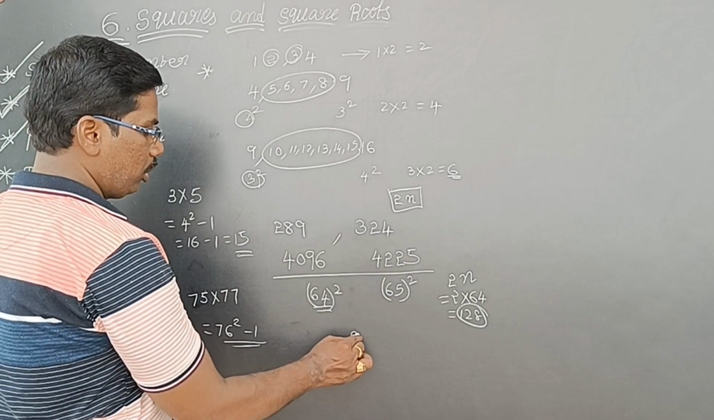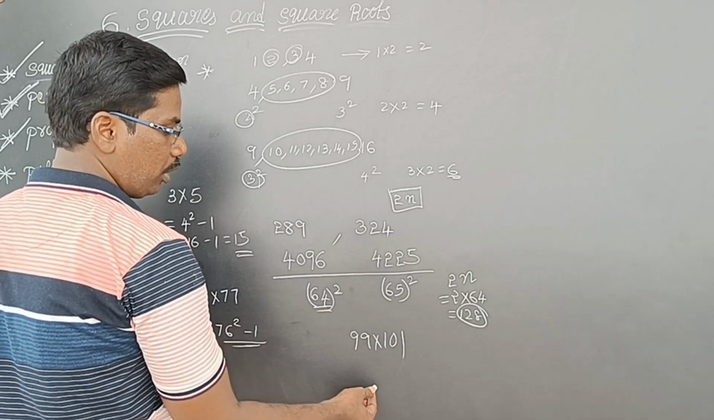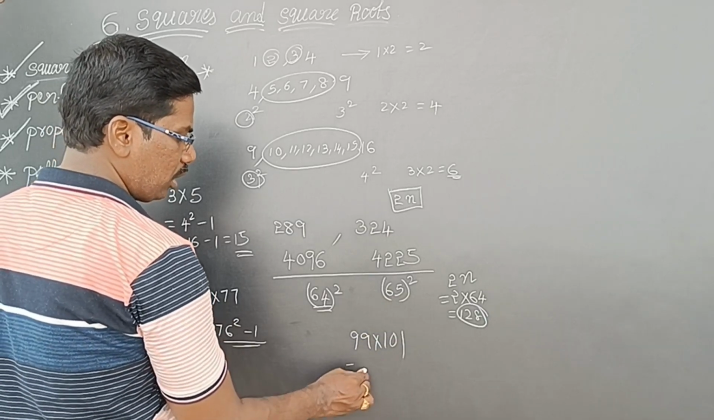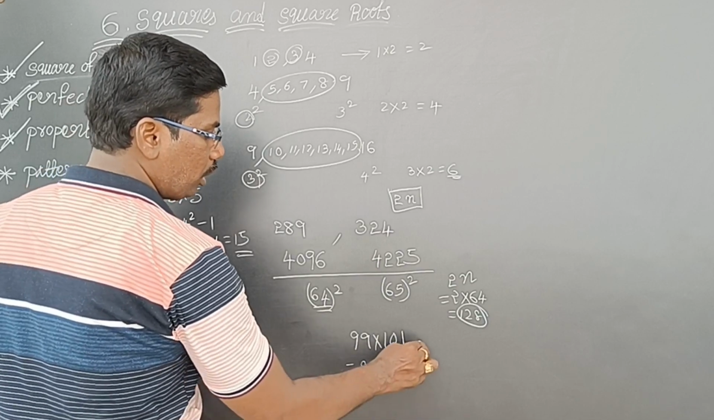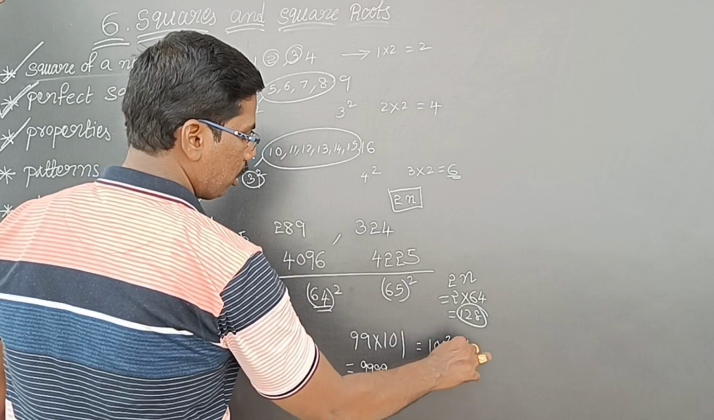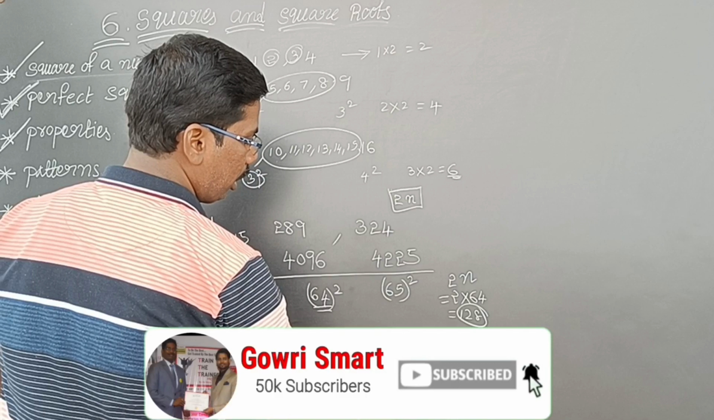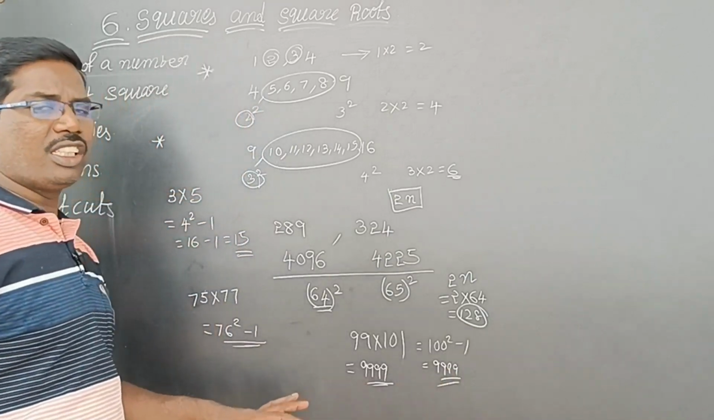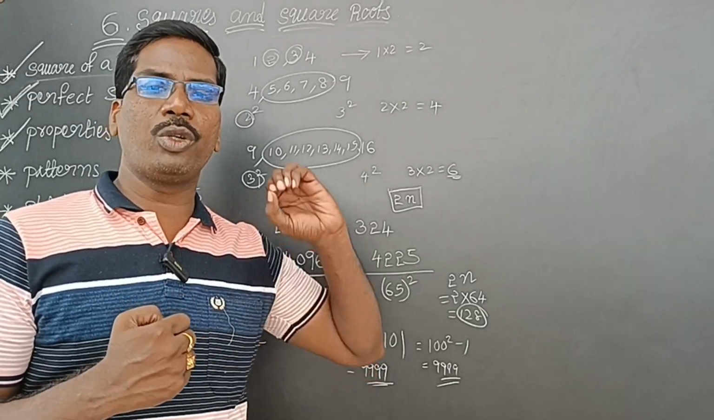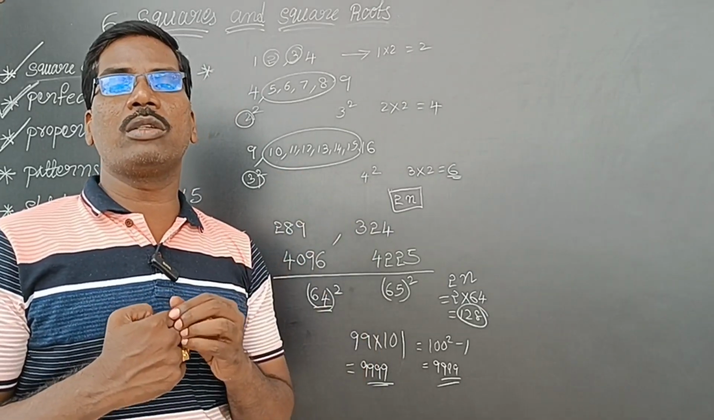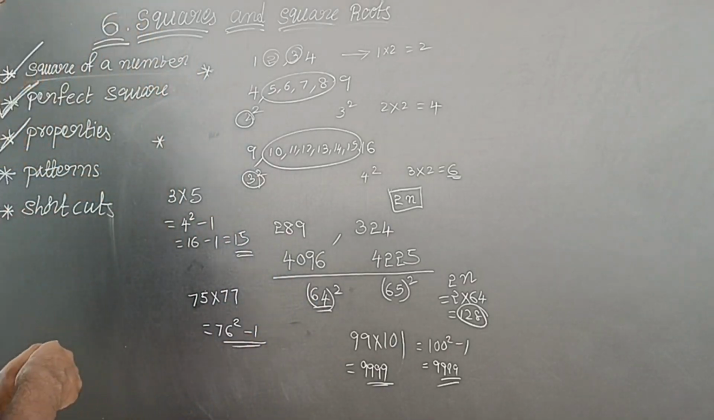For example, 99 into 101. This is a very easy answer. How did you get this? It is 100 square minus 1. That is 100 square, 10,000. 10,000 minus 1 means 9,999. So like that, you can do very easily. The product of any two consecutive odd numbers is nothing but the middle even number square minus 1.